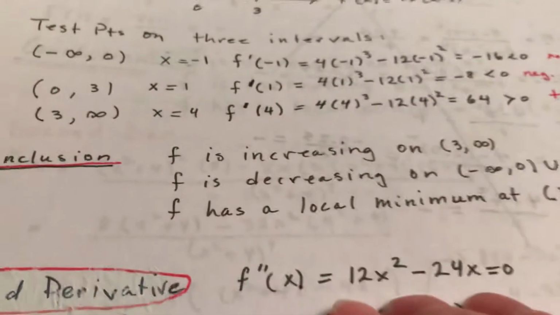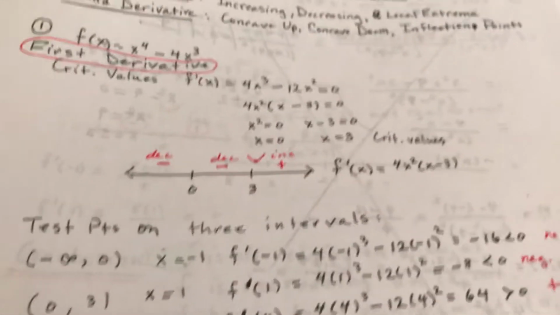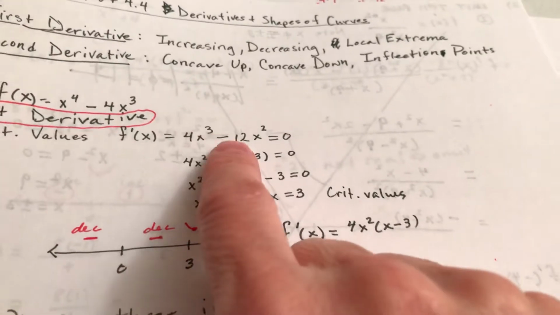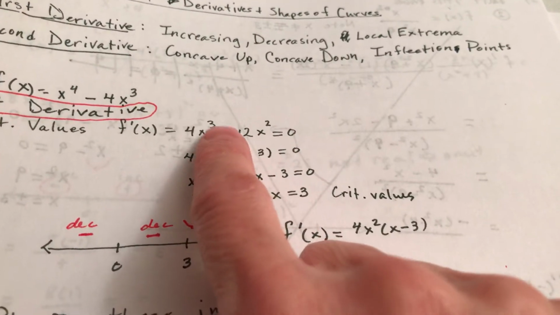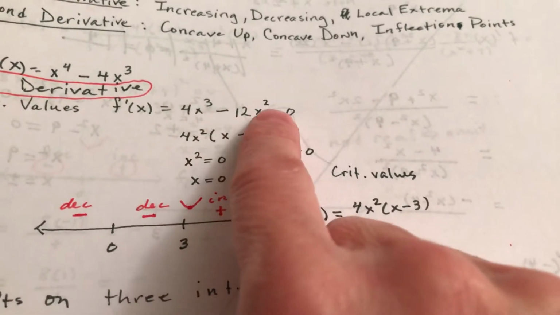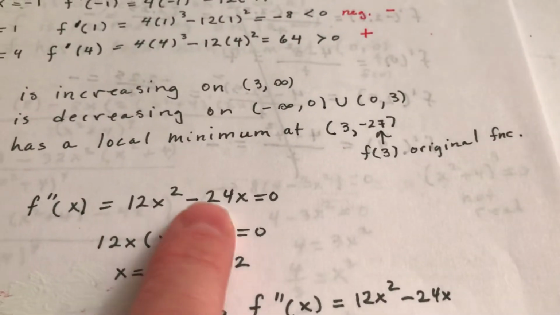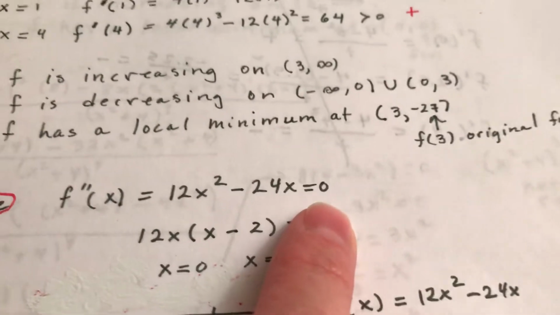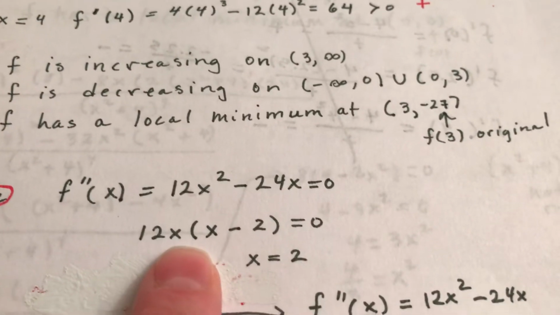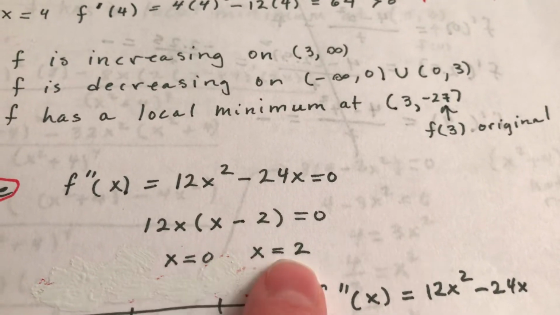Now, the second derivative of this function. I go up to the first derivative, which was 4x cubed minus 12x squared. Take the second derivative, I get 12x squared, then 24x. So I wrote 12x squared minus 24x. You set that equal to 0 and find the zeros. Factor out 12x, and I get x equals 0 and x equals 2.